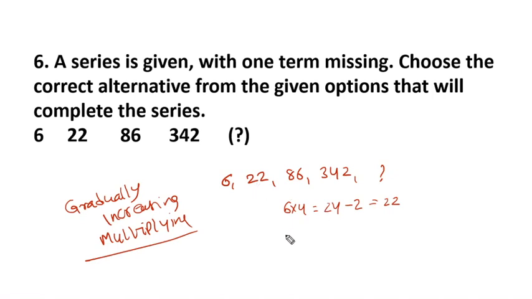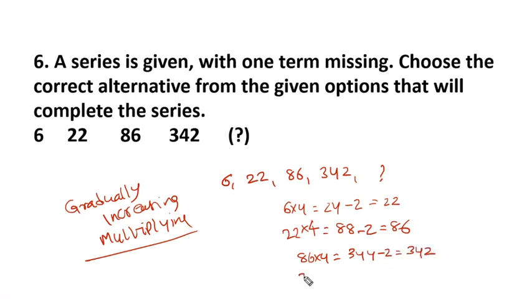Similarly, 22 into 4 is 88, 88 minus 2 is 86. Similarly, 86 into 4: 4 sixes are 24, 2 carry, 4 eights are 32, plus 2, 34, so 344, minus 2, 342.